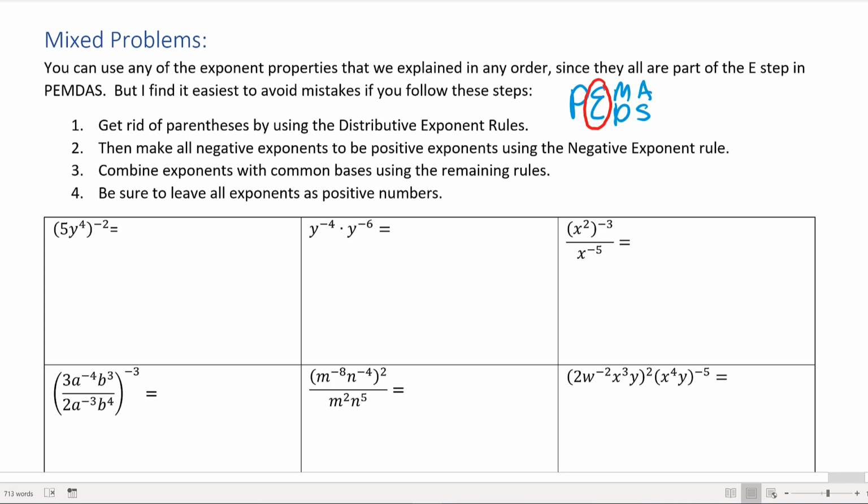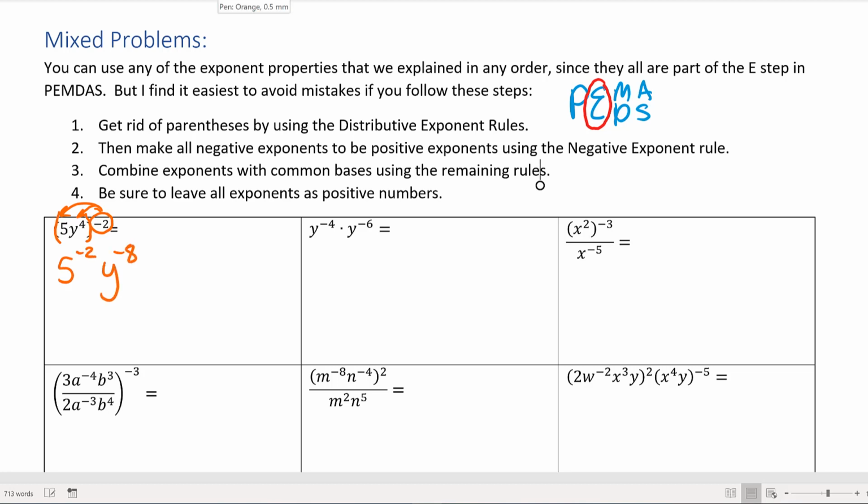So for our first problem, because we have the parentheses, step 1 says to take the negative 2 and distribute it in to get rid of the parentheses. So that gives me 5 to the negative 2, y to the negative 8. Because I have 2 exponents on the 1 base y, I have to multiply my exponents. So step 1 is done. Step 2, make all negative exponents positive exponents.